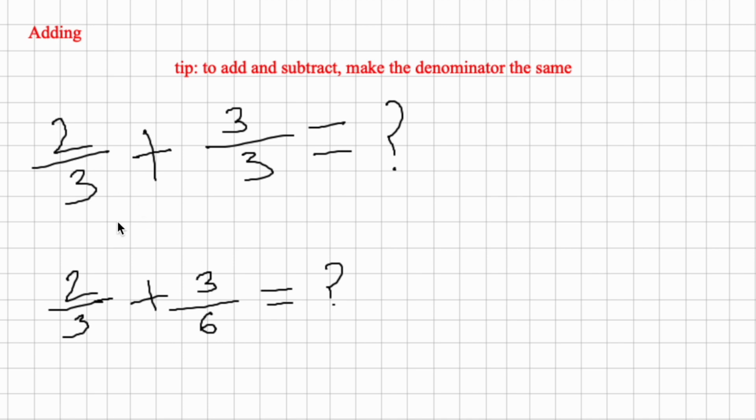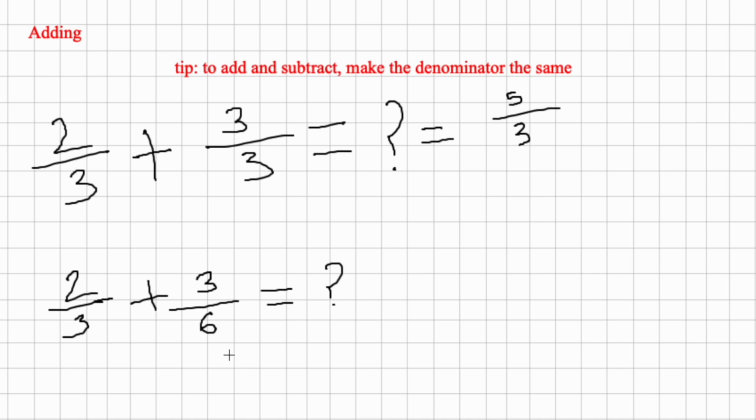So as you can see, the first one, the denominators are the same. So therefore, all we need to do is add the top values together, and the denominator will stay the same. So the answer would be 2 add 3, which is 5. And since the denominators are the same, they stay the same. So it will be 5 over 3. Okay? Whereas the second one, it's 2 over 3 plus 3 over 6.